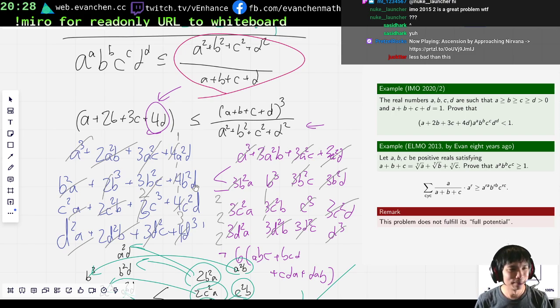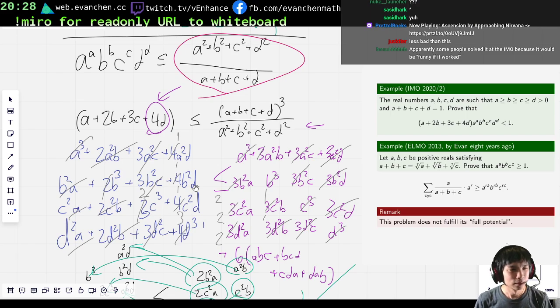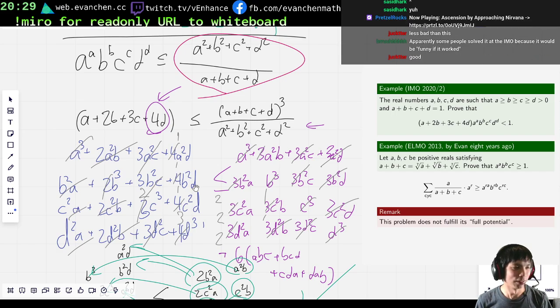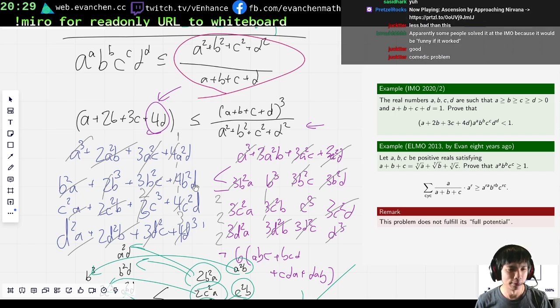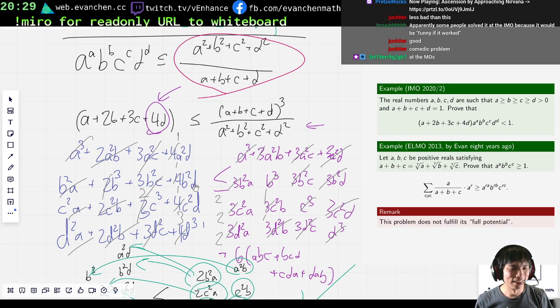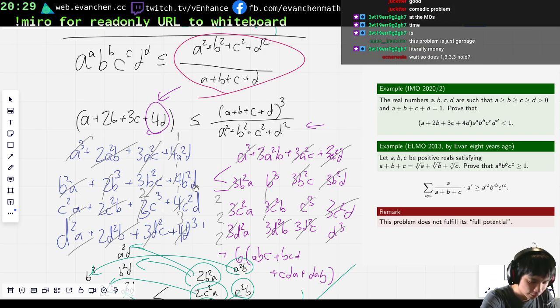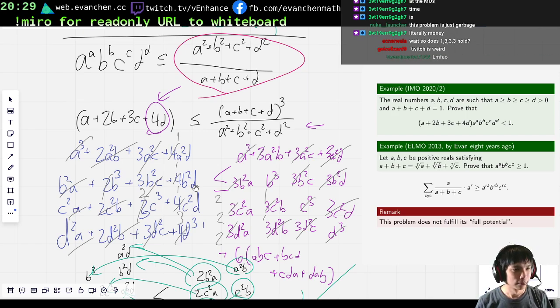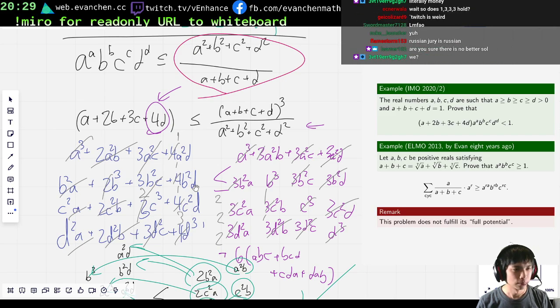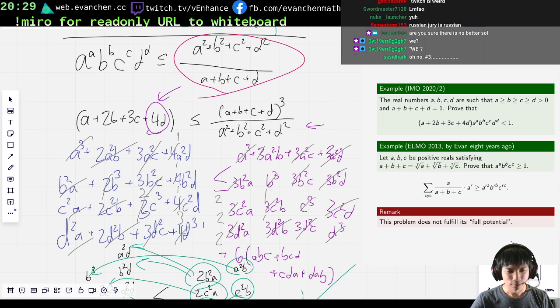So yeah, it would be funny if it worked. I honestly had the same thought as I was expanding it, as like, if this actually works, then I can make fun of the problem selection committee. Yeah, so we did it, team! Wait, does 1333 hold? Yes. Yeah. I don't know. Okay, so let's do problem 3.